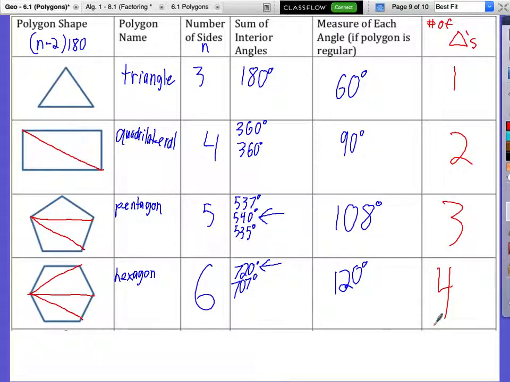I get it because there's 2. And then each triangle measures 180, so we take 4 times 180. That's where we get this n minus 2 times 180.